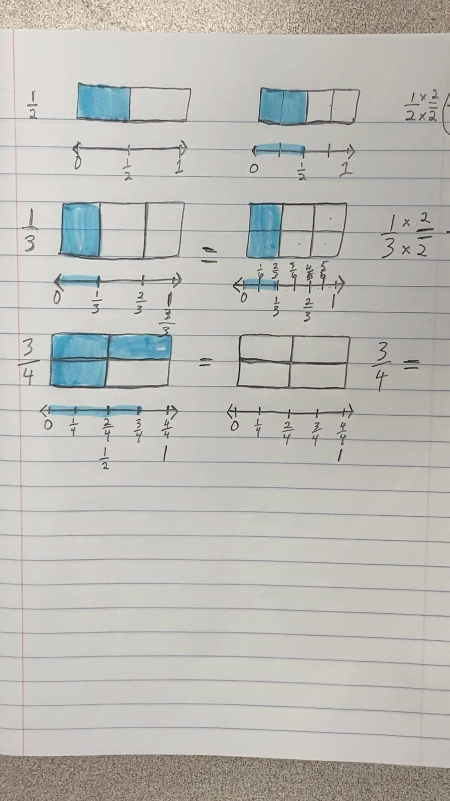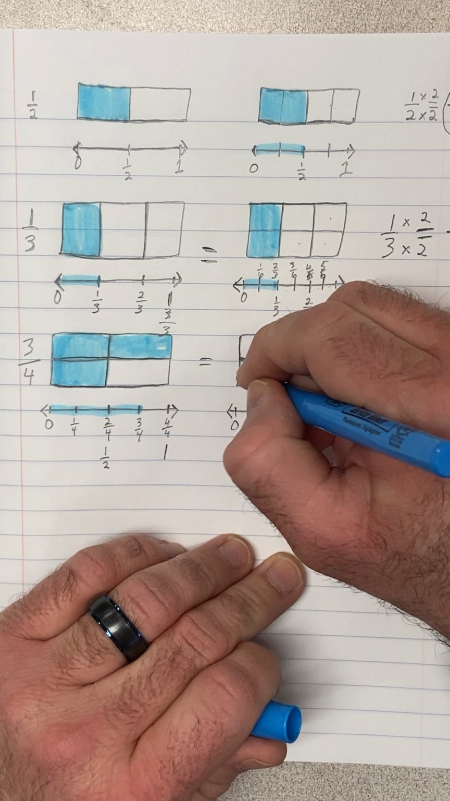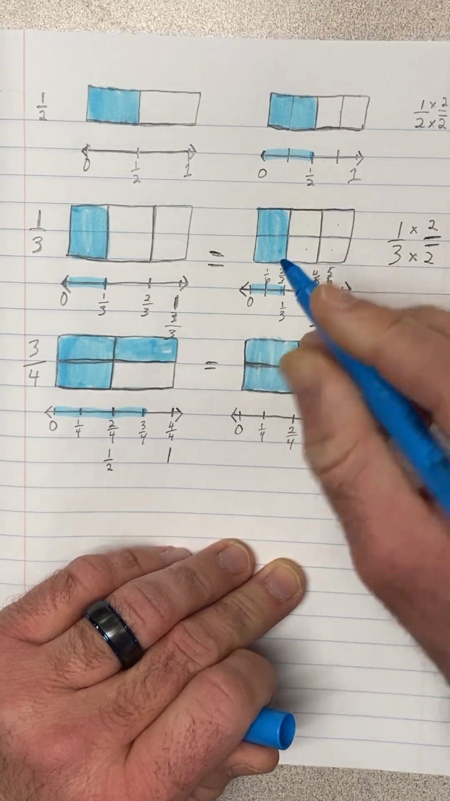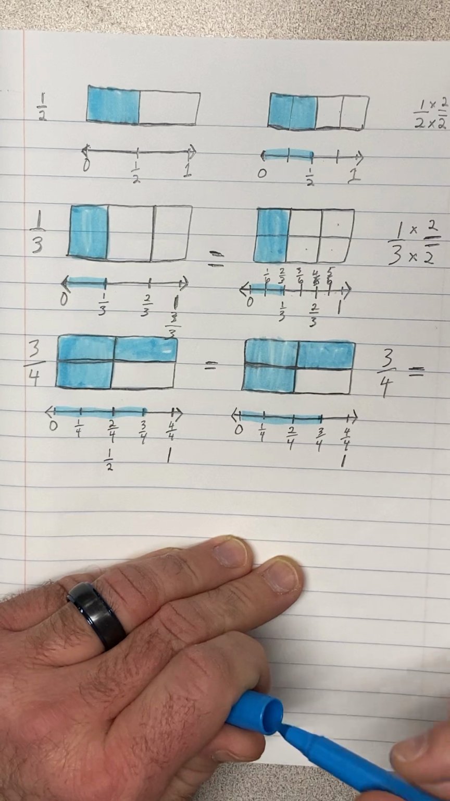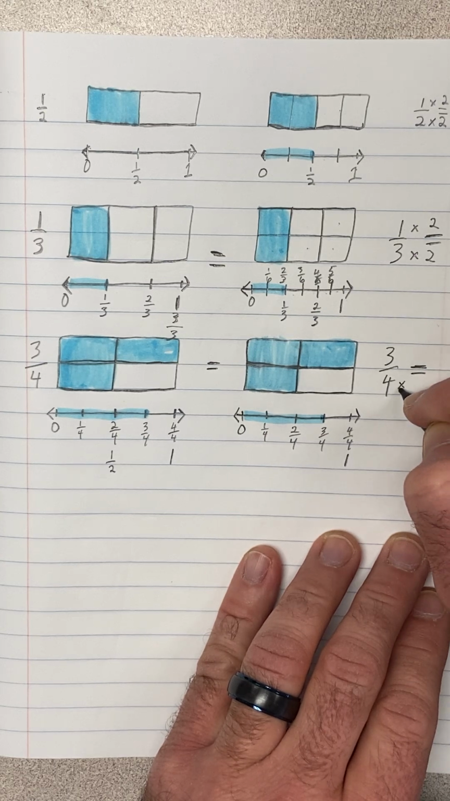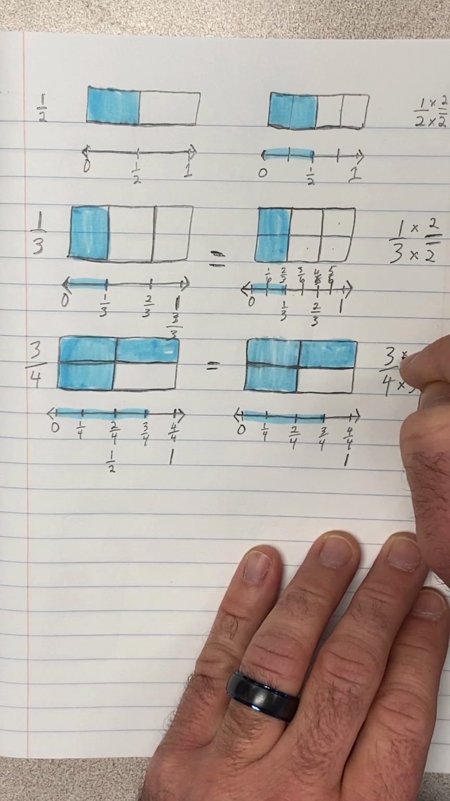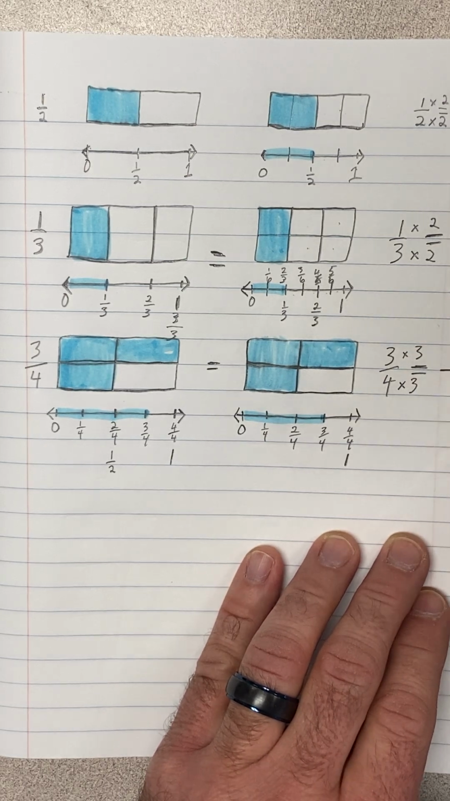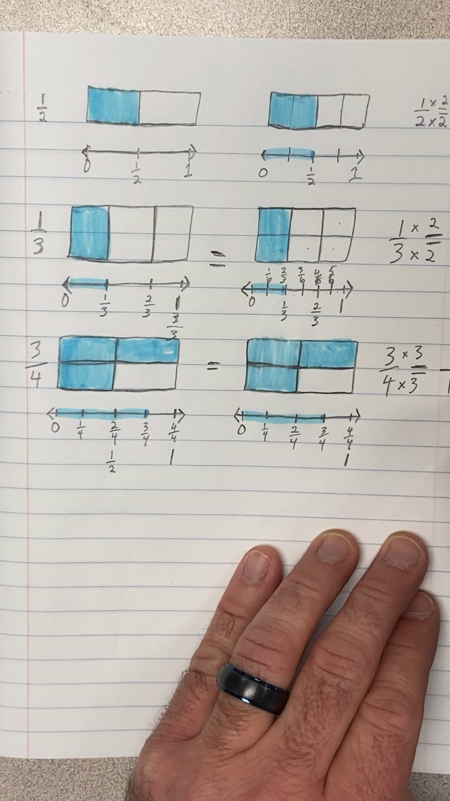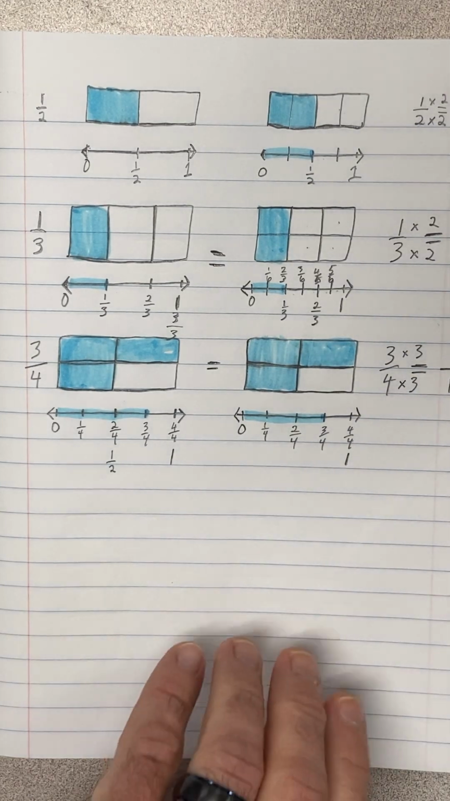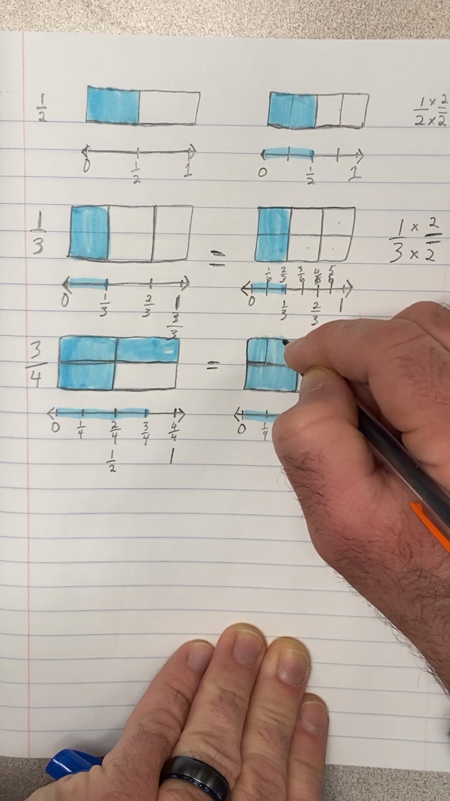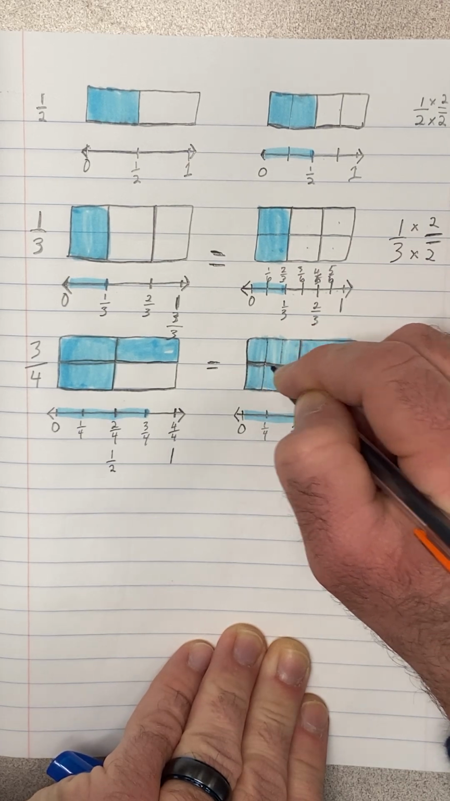And instead of halving each part, let me first shade in. So instead of halving each part, we are going to third each part. So when we third the parts, we multiply the denominator by 3 and the numerator by 3. And we generate a new fraction. 3 times 3 is 9, and 4 times 3 is 12. So in this case, what we have to do is now cut each part into 3 pieces.